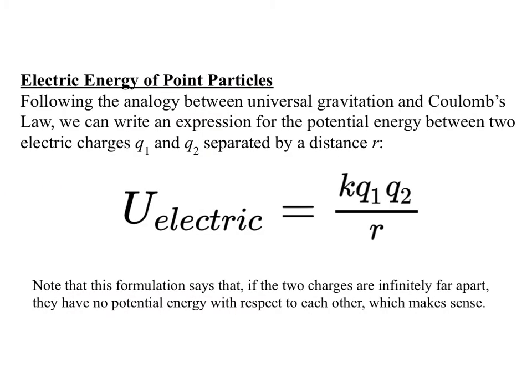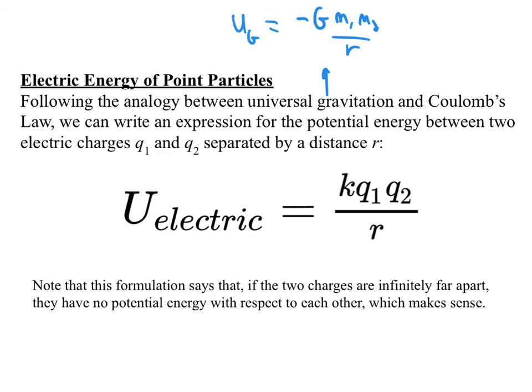All right, electric energy for point particles. Following the analogy between universal gravitation and Coulomb's law, we can write an expression for potential energy between two electric charges Q1 and Q2, separated by a distance r. And that is, well, as given here. The electric potential energy of those two charges is Coulomb's constant times Q1 times Q2 over r. This is in parallel to universal gravitation, where the gravitational energy was minus big G mass 1 mass 2 over r. So we have, again, the same forms coming out.